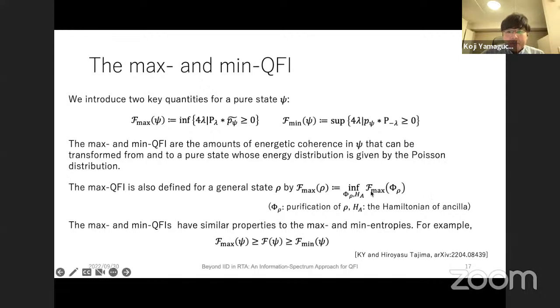And also the maximum, we extend the definition of the maximum quantum Fisher information for a general state by using the infimum over the purification of the state. And this point is also explained later. And these two quantities, I mean the maximum and minimum quantum Fisher informations, have similar properties to the maximum and minimum entropies. For example, they give us an upper bound and lower bound for the quantum Fisher information for any pure state.